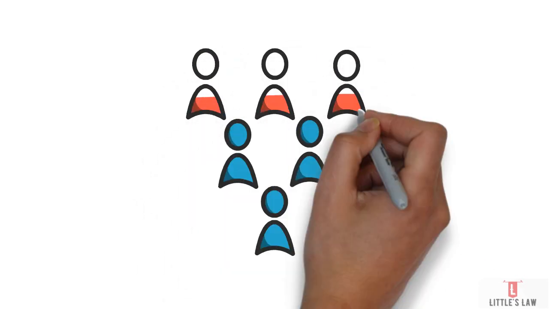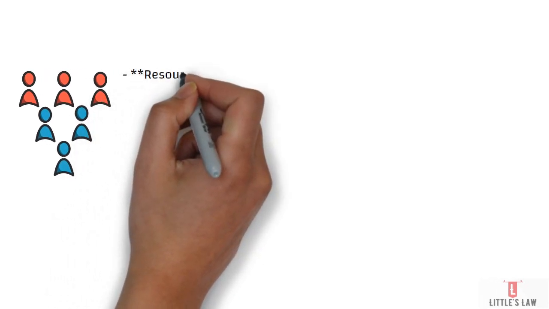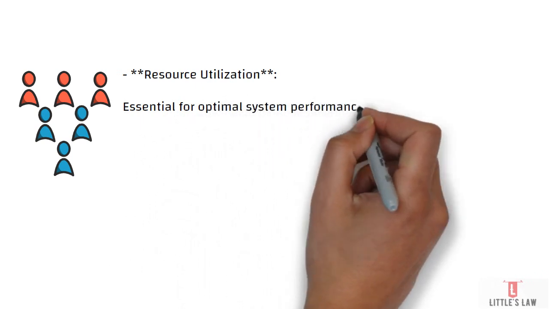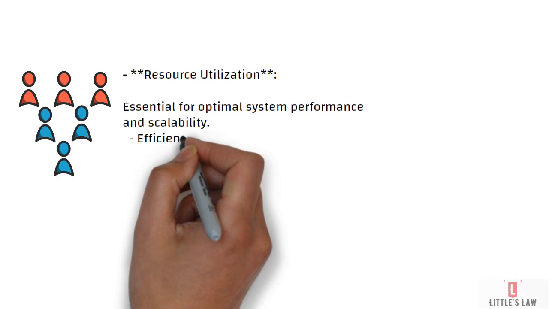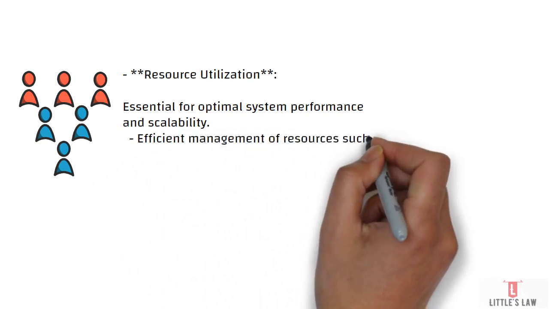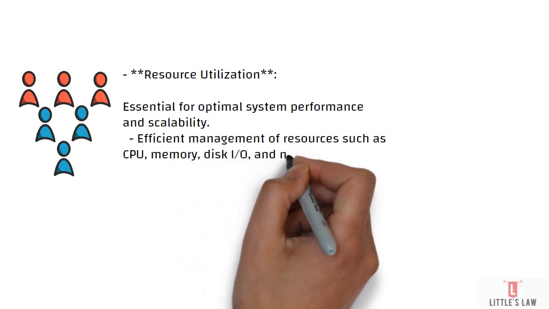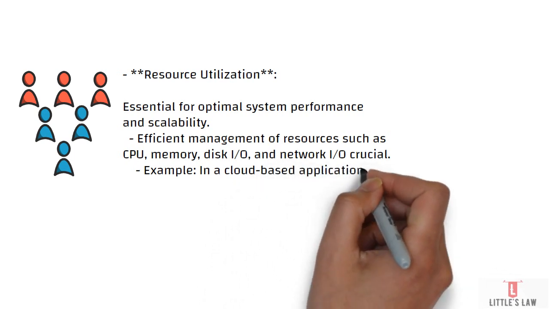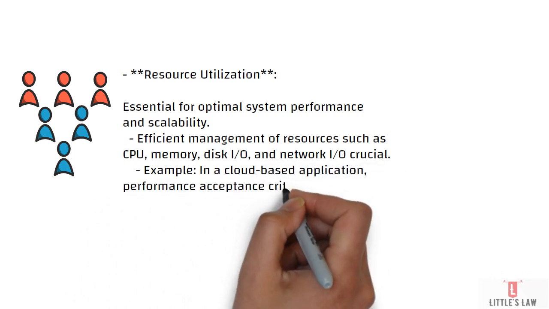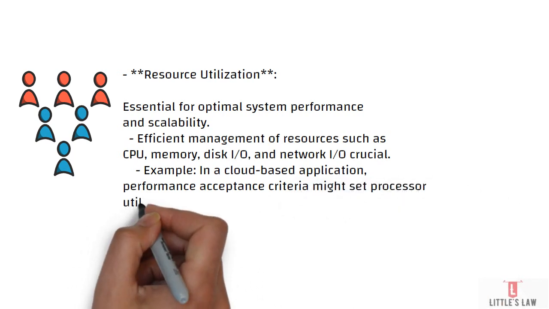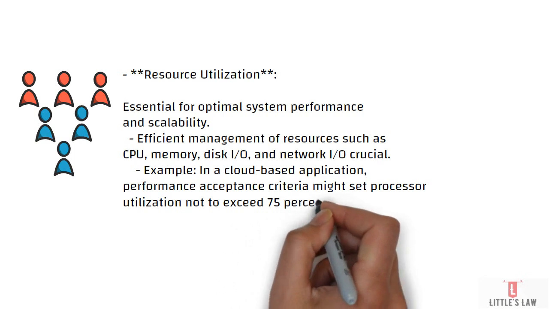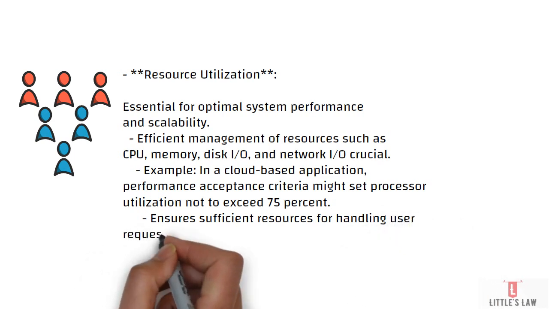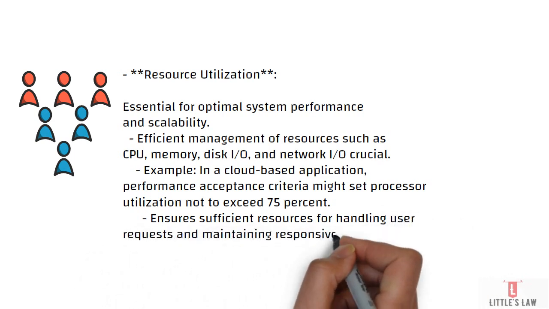So, efficient resource utilization is essential for optimal system performance and scalability, and resources such as CPU, memory, disk IO, and network IO need to be carefully managed to prevent resource exhaustion and degradation in performance. I always bring up an example that'll be easy for you to understand. In a cloud-based application, we might set a performance acceptance criteria that processor utilization should not exceed 75%. And this ensures that sufficient resources are available to handle user requests and maintain responsiveness.